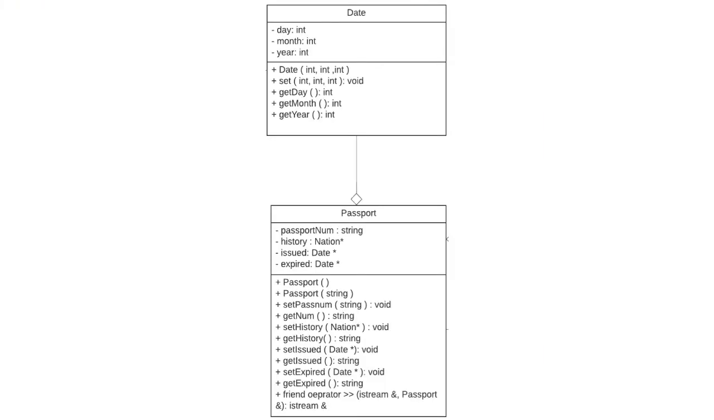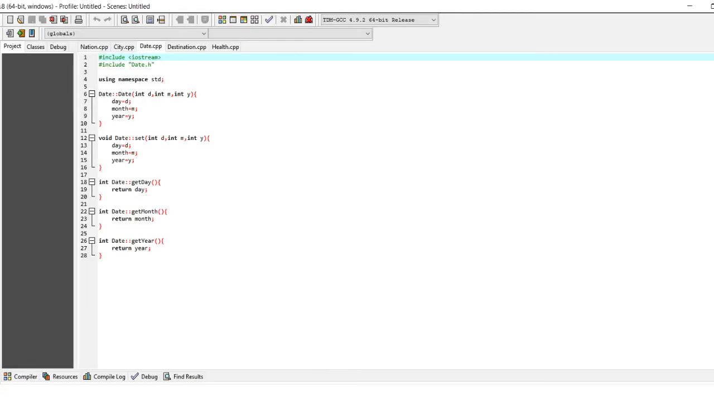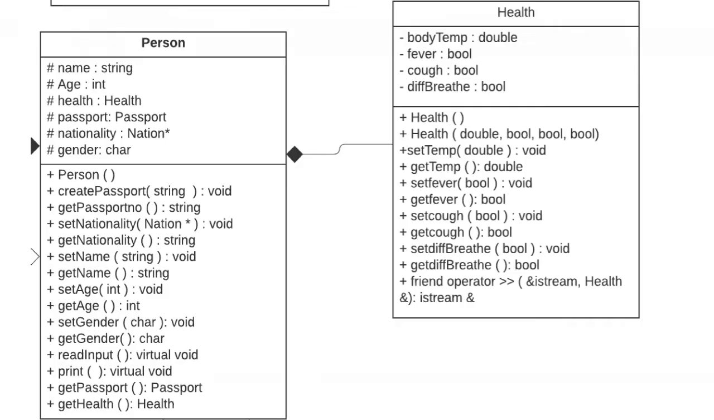Date performs the aggregation relationship with the passport. So this is the content of the date class. In the date class, we request the day, month, and year for the passport.